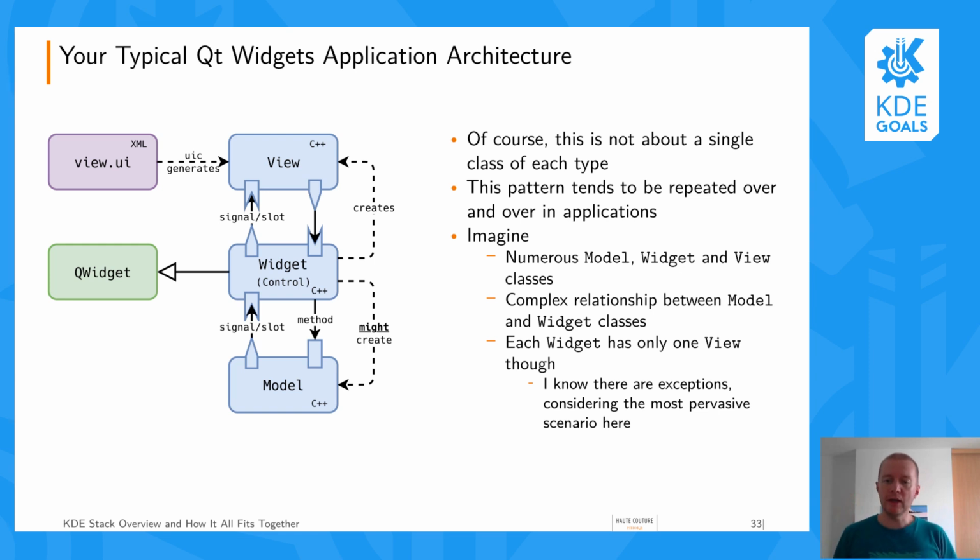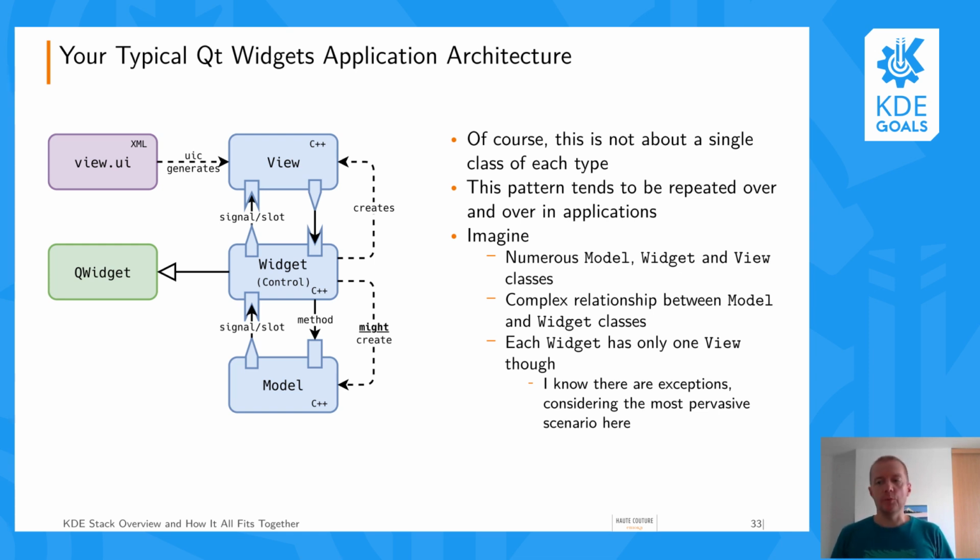So it's not only about having one of each, okay? We generally have many models, many widgets, many views, what I call views here, okay? So it's not about having a single class of each type. It's more that when you make an application like this, you have that particular pattern that we see on the left-hand side of the slide, repeating n times for the different features of your application.